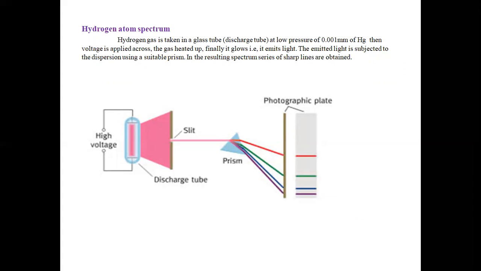We know that the hydrogen atom contains only one electron. It contains only one electron, but in the spectrum, which you can see on the photographic plate, we are observing a large number of lines. So Bohr has given the reason why we are observing various spectral lines on the photographic plate.